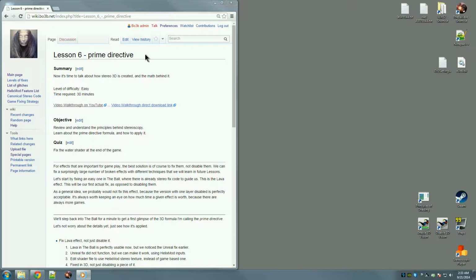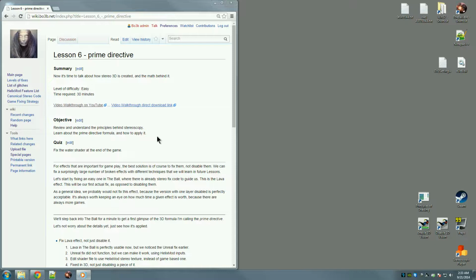I think we have a fairly good background and understanding for how to disable effects. And we actually have enough understanding of 3D now to be able to talk about the prime directive and how stereoscopic fixes actually would work. So today will be the first time that we actually start looking at how to fix effects as opposed to merely disabling them. Not to discount disabling them. A lot of times that's the most time effective way to get things done.